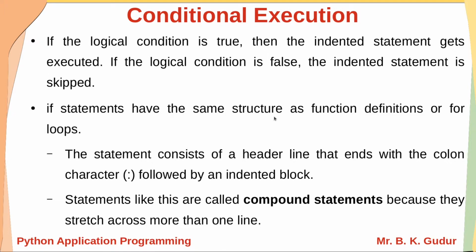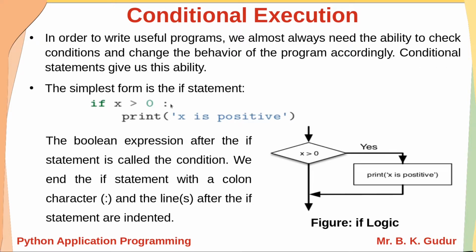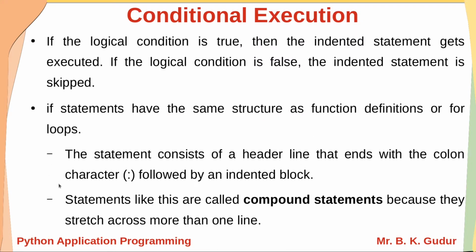If statements have the same structure as function definitions or for loops. The structure will be something like this. The statement consists of a header line that ends with a colon followed by an indented block. Here we can see it consists of a header line followed by a colon, and after the colon, whatever statements or block we write should be indented. And statements like this are called compound statements because they stretch across more than one line. Whenever we write a block of statements, we call it a compound statement. A simple statement stretches only to one line, whereas compound statements are nothing but a block of statements which stretch across more than one line.